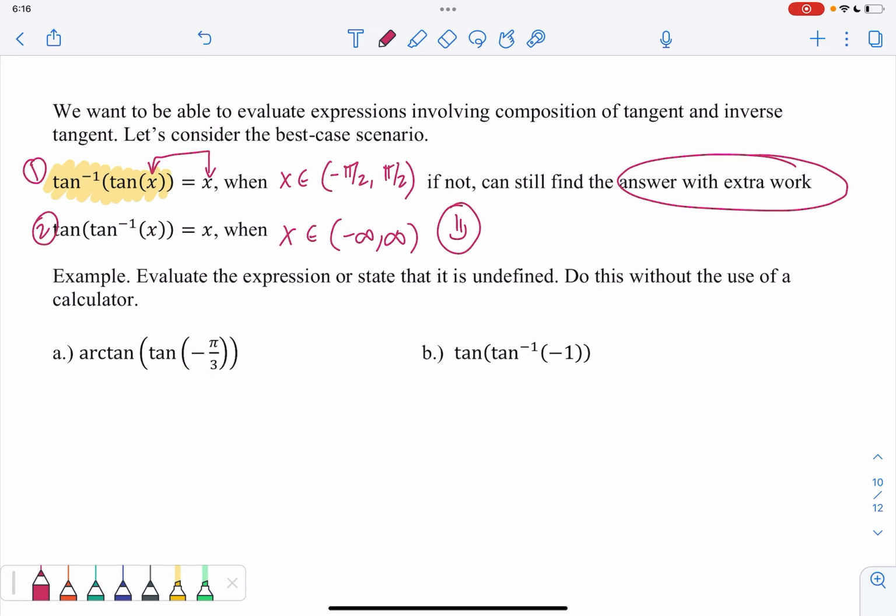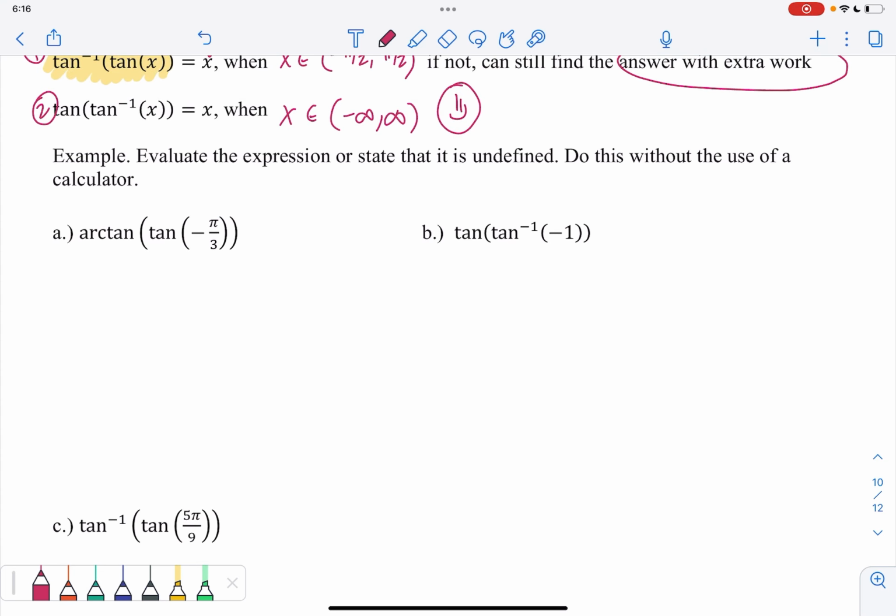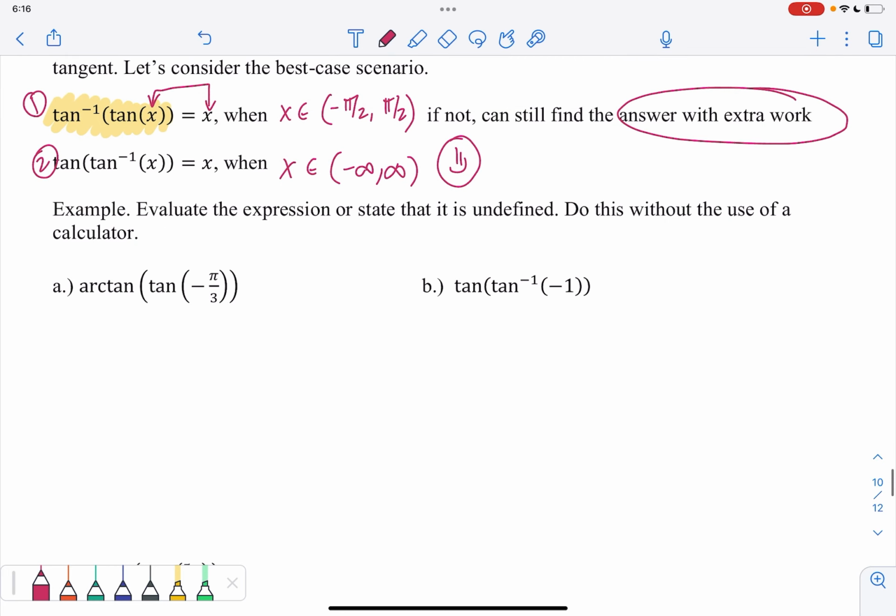Okay, so let's look at some examples. Evaluate the expression or state it is undefined. Do this without the use of a calculator. Okay, so what about arctan of negative pi over 3? Well, which case is that? That is case 1. I look at negative pi over 3. That is in the interval negative pi over 2 to pi over 2. So this whole thing is equal to negative pi over 3.